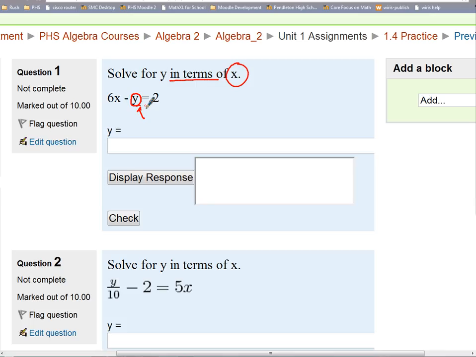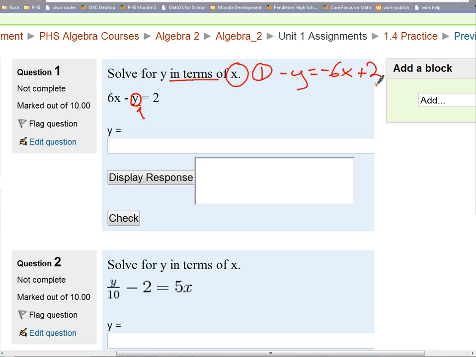Okay, first I'm going to subtract 6x, right? So step number 1, it's going to look like this. On the left side, I'm going to have my negative y. On the right side, subtracting 6x is the same as adding negative 6x, right? So I'm going to get negative 6x plus the 2 that's already there. Or I could write it as 2 minus 6x. Either way is fine, doesn't matter.